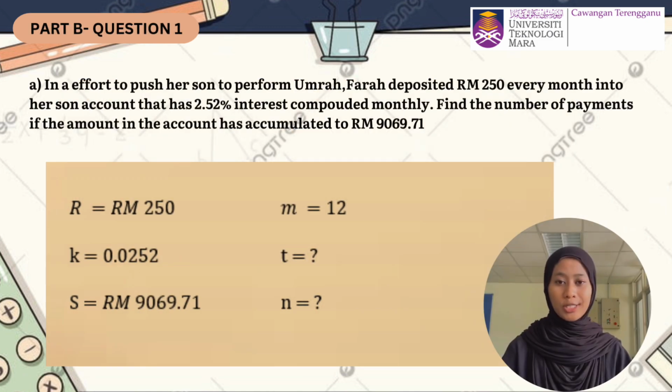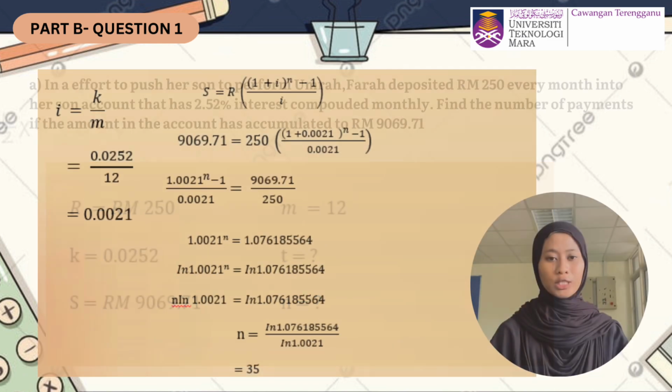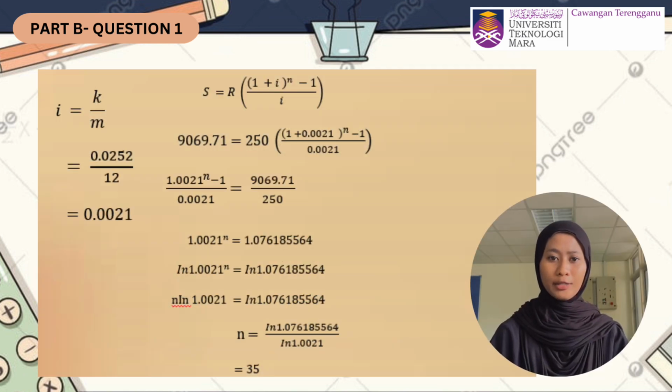So for this question, we need to find the number of payments if the amount in the account has accumulated to 9,069 ringgit and 71 cents. For the first step, we need to find the i using the formula i equals r over m. So we got 0.0252 over 12, and we got i equals 0.0021.